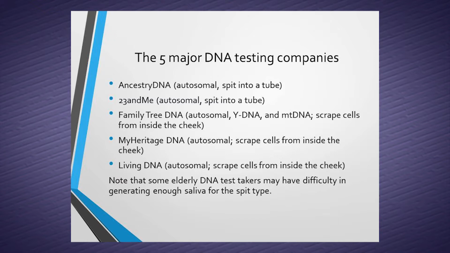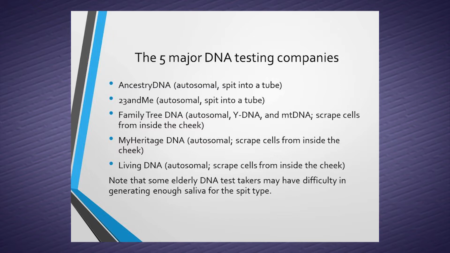So do the other companies here. MyHeritage DNA, which is one of the competitors to Ancestry, also does autosomal. They actually use Family Tree DNA to do their lab work. So it's really kind of the same lab behind both Family Tree DNA and MyHeritage DNA. And it's also a scrape of cells from inside the cheek.